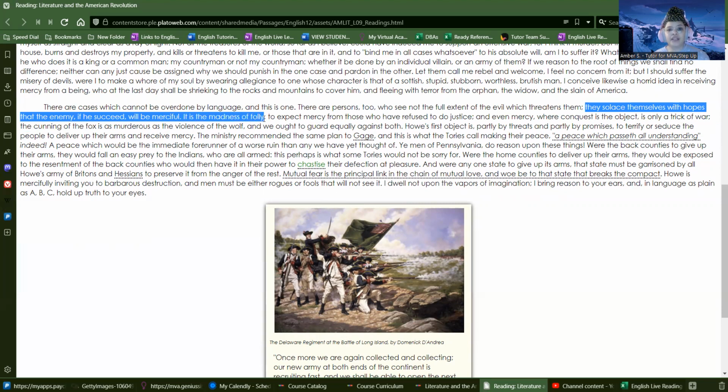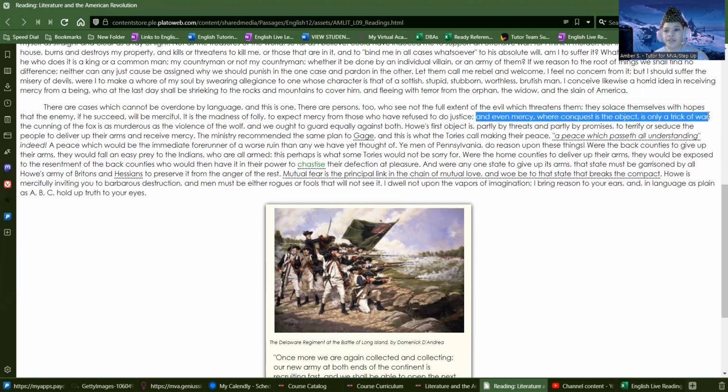It is the madness of folly. So folly is like foolishness. So he's saying it's the craziness of foolishness to expect mercy from those who have refused to do justice. And even mercy, when conquest is the object, is only a trick of war. So he's saying it's foolish to expect mercy from people who are not just, who don't do the right thing. And then he adds to this, and even mercy, where conquest is the object, is only a trick of war. The cunning of the fox is as murderous as the violence of the wolf, and we ought to guard equally against both. So he's saying that even if the king does promise mercy, usually it's a trick of war.